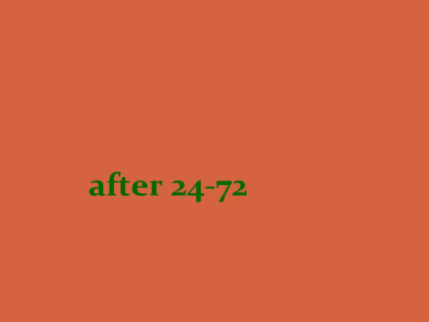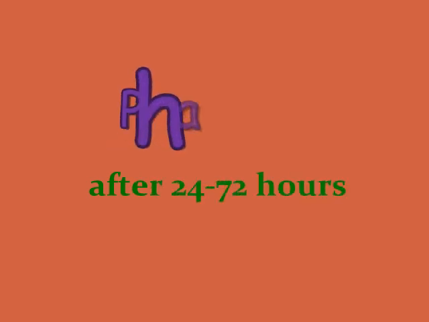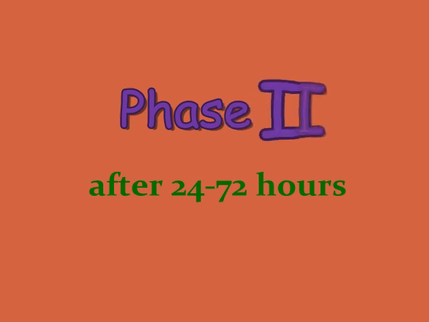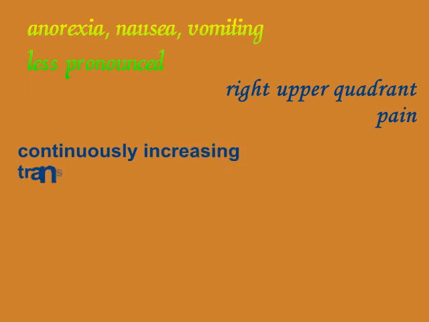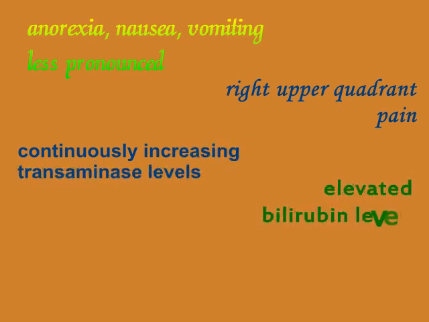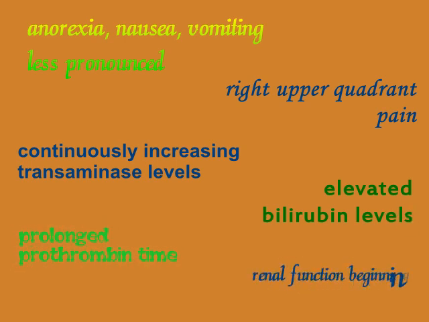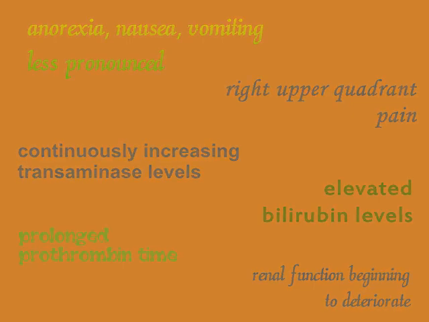After 24 to 72 hours of ingestion, phase 2 of the poisoning happens. Here, anorexia, nausea, and vomiting become less pronounced. Right upper quadrant pain may be present. The transaminase levels continue to increase. Bilirubin level may be elevated. Prothrombin time may be prolonged, and the renal function starts to deteriorate.